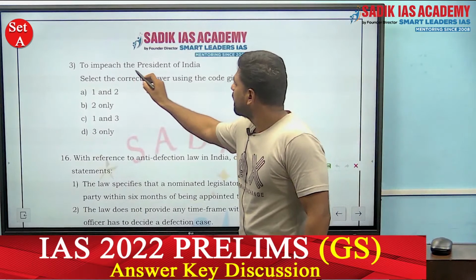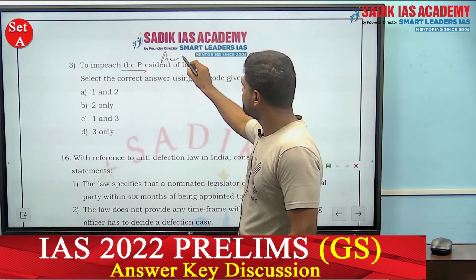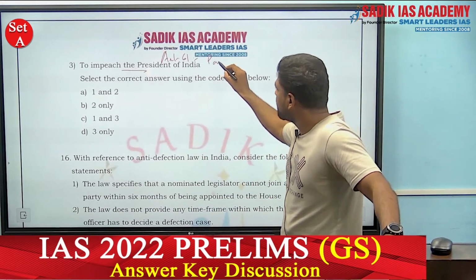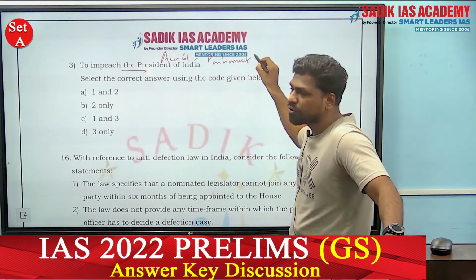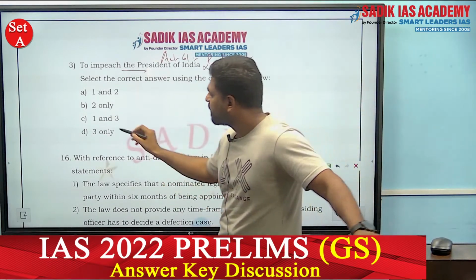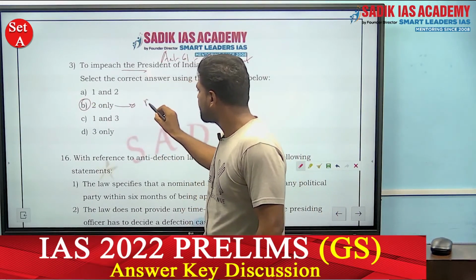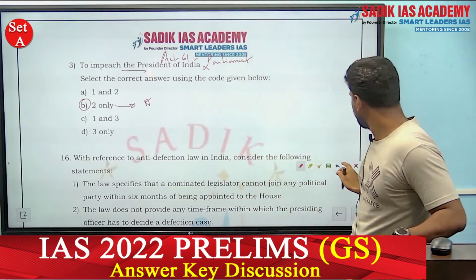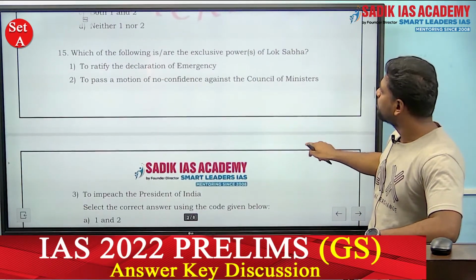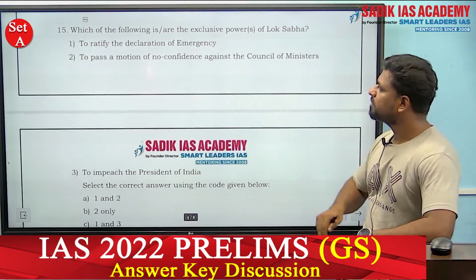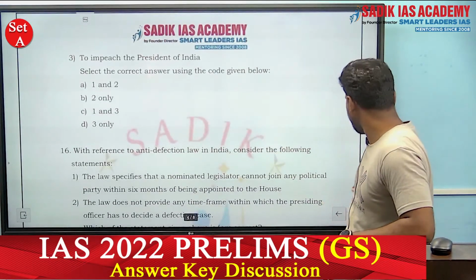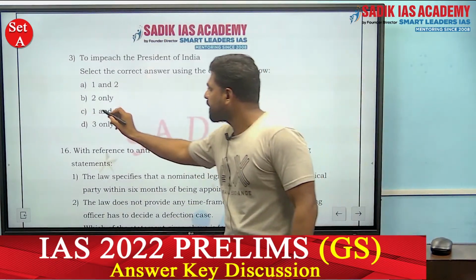So, Article 61 provides for impeachment of the President by the Parliament. By Parliament. So, Parliament includes Rajya Sabha. Therefore, statement 3 is wrong. The right answer is option 2 only for this particular question. So, the exclusive power of Lok Sabha is nothing but to pass a motion of no confidence against the Council of Ministers. Therefore, the right answer is option B.